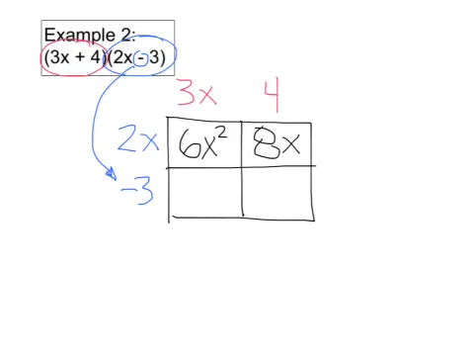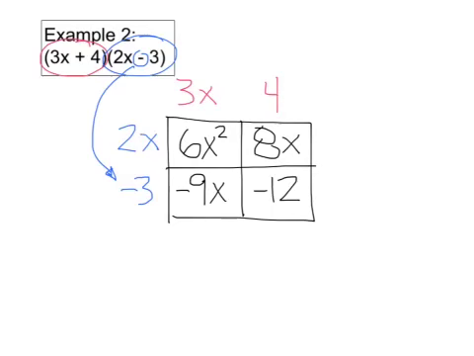The next one I have 3x times negative 3. So again, you just need to be careful about your negative signs here. 3 times negative 3, a positive times a negative is a negative. And then I just keep my x. And then finally I take 4 times negative 3, a positive times a negative is a negative. And I fill it in just like that.